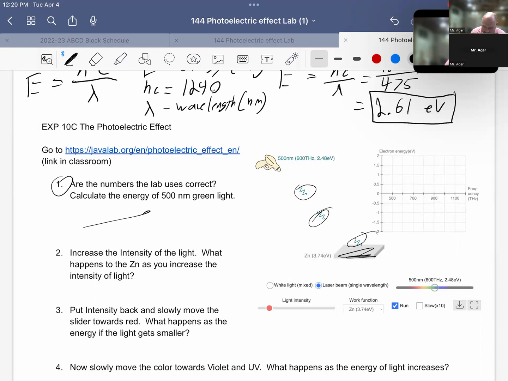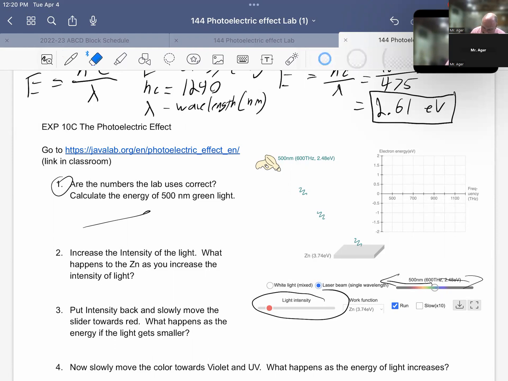I'm going to show you here in just a second the key idea, just in case you're like, I have no idea what's going on. I'll show you at least the minimum of what you're supposed to see. And then you can change some things. You can change light intensity, which is what question 2 is asking you to do. You can send the wavelength more towards red, or you can send the wavelength of the light produced more towards blue, violet, and the ultraviolet here.